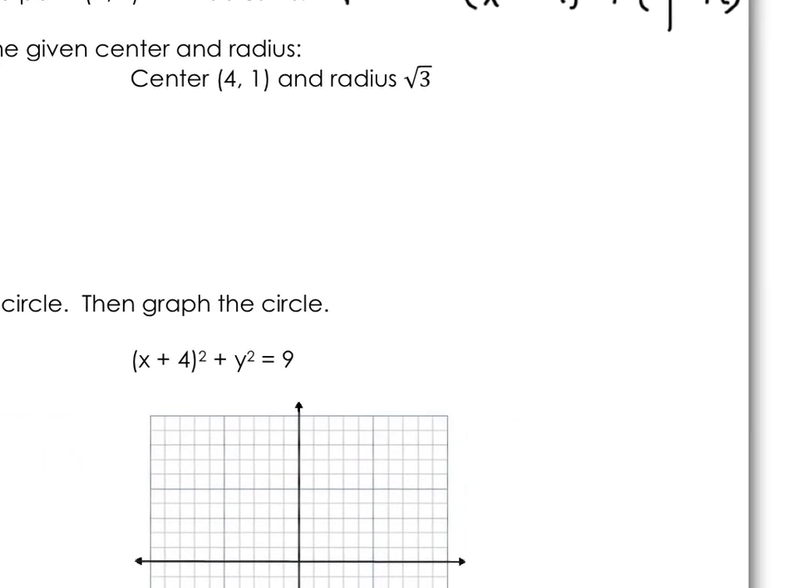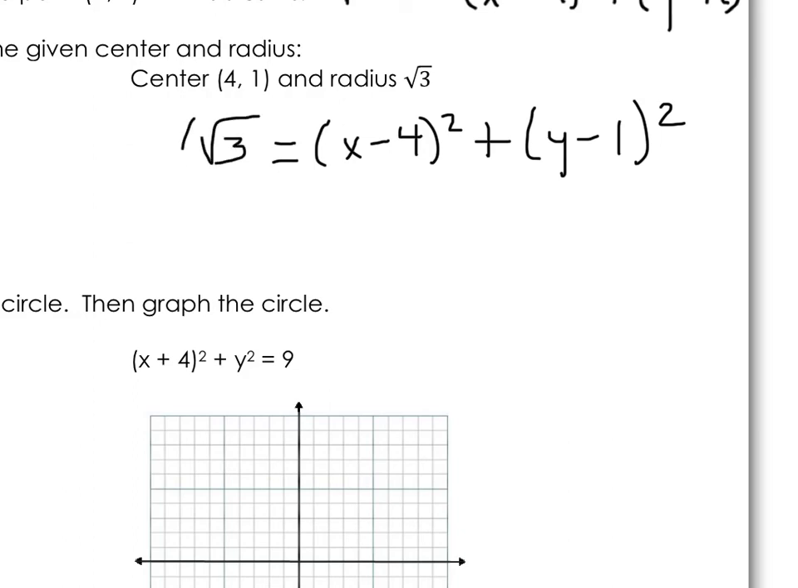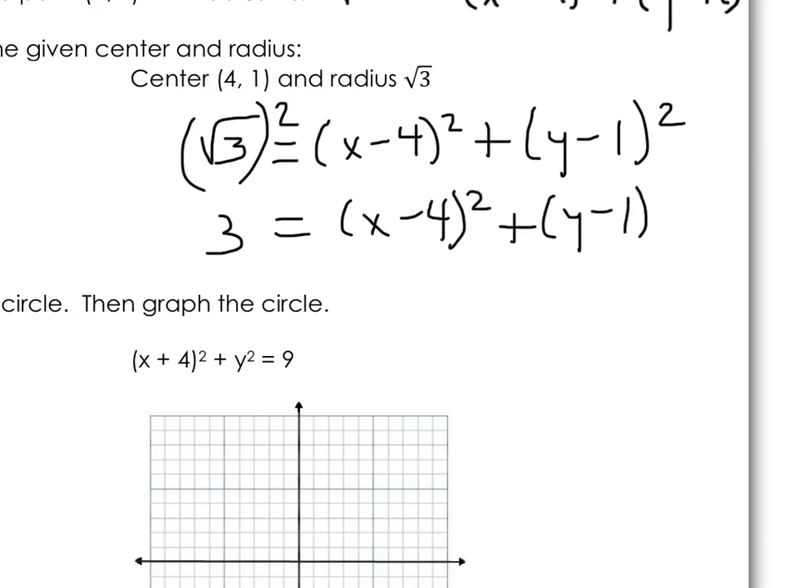Center 4, 1, radius square root of 3. So we take x minus 4 squared plus y minus 1 squared, and that equals our radius squared. What is the square root of 3? And then we have to square that. That's just the number 3. So 3 equals x minus 4 squared plus y minus 1 squared.